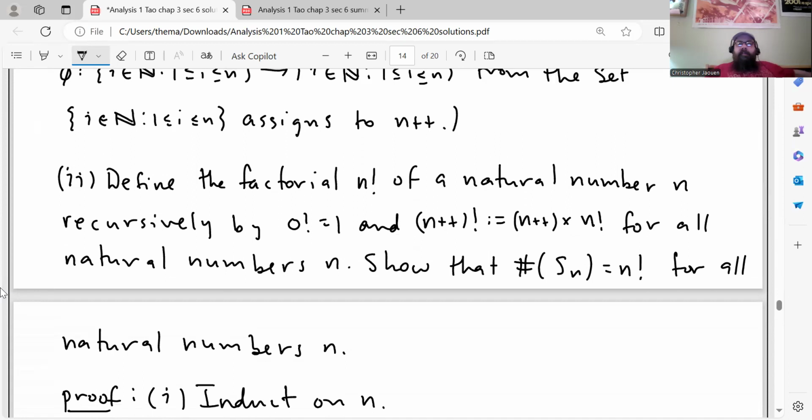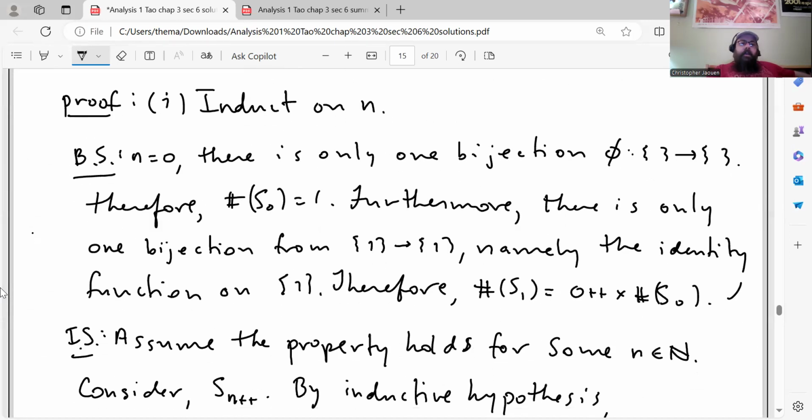Define the factorial n factorial of a natural number n recursively by 0 factorial equals 1, and the successor of n factorial equals the successor of n times n factorial for all natural numbers n. Show that the cardinality of S sub n is equal to n factorial for all natural numbers n. All right, so for part 1, I used induction.